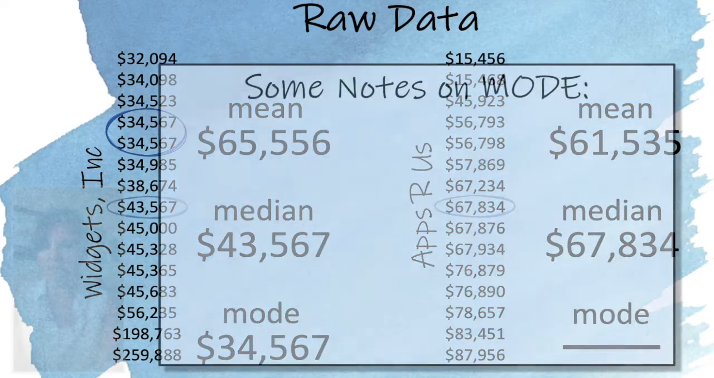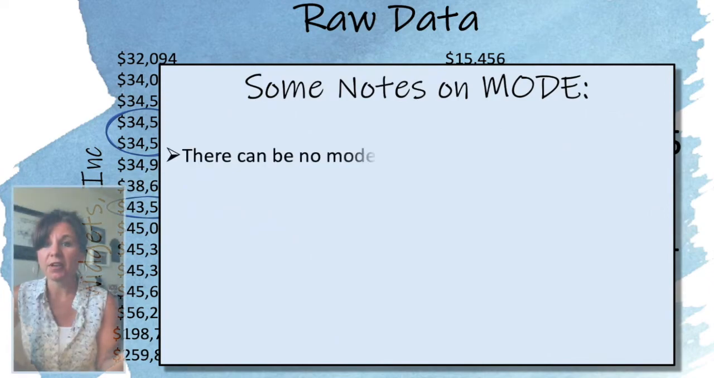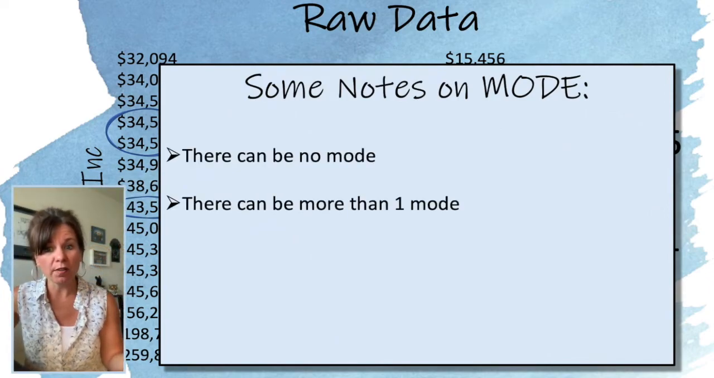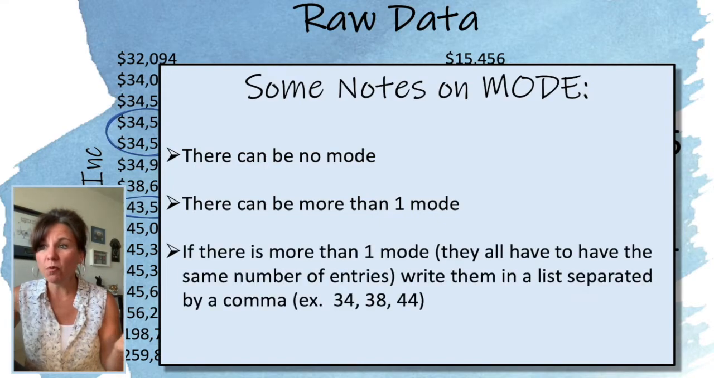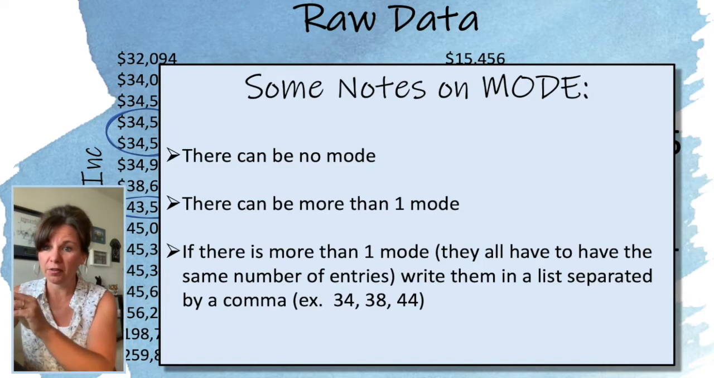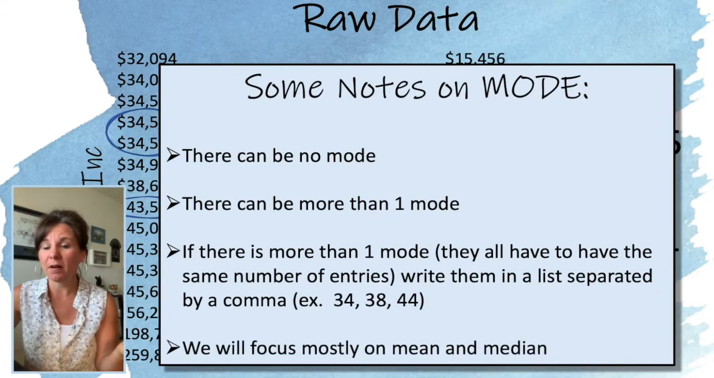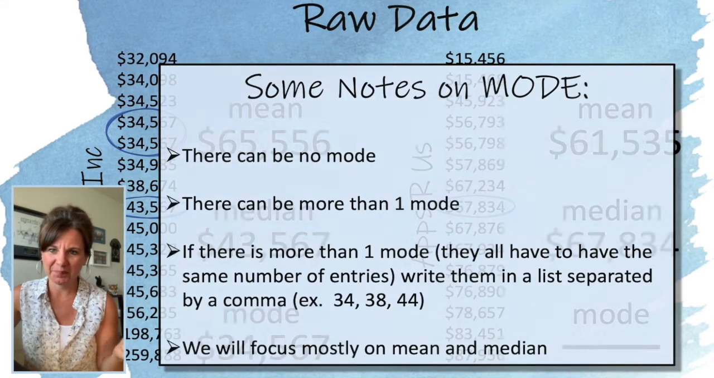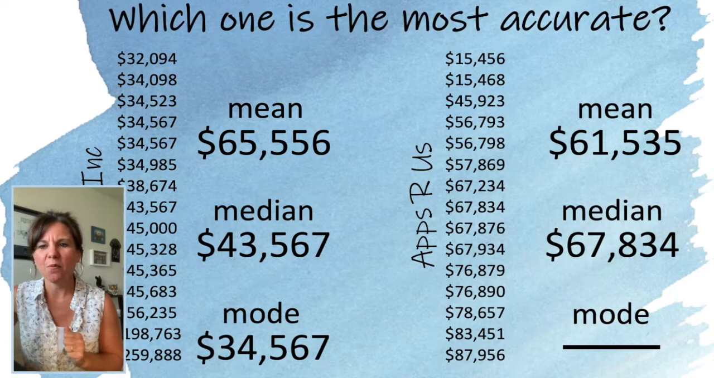Let's talk about mode for just a second. There can be no mode, and that's okay. There can also be more than one mode. So if there's more than one mode, that means they all have the same number of entries that occur the most. Then you just write them in a list separated by a comma. Today, we're just talking about mean and median. Okay, back to the data. Which one is the most accurate?